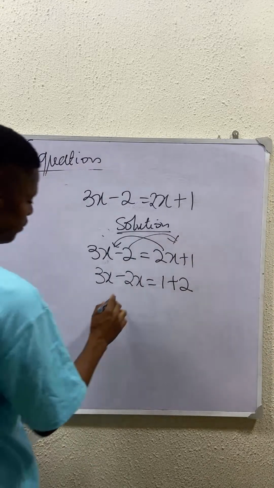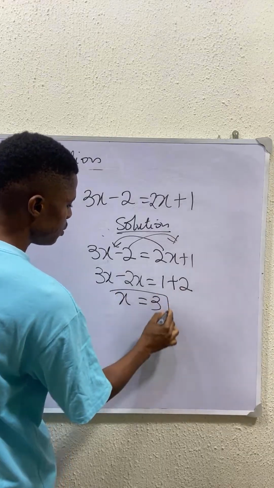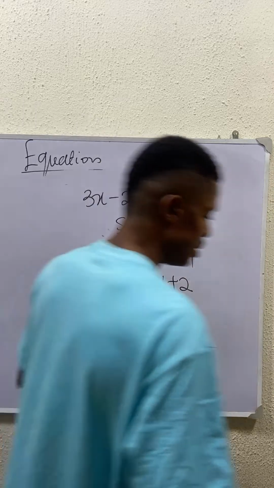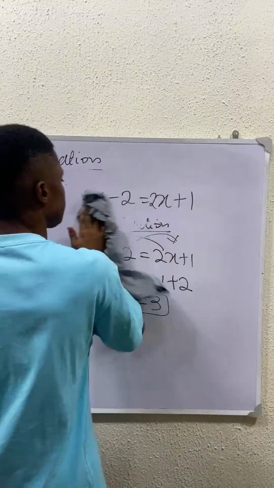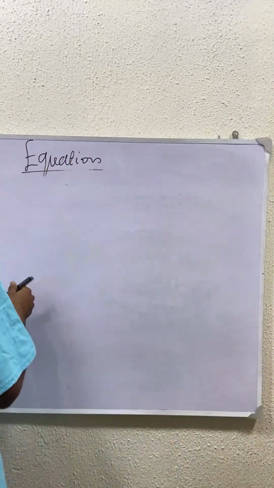So what do you have? You have x is equals to 1 plus 2 is 3. So the value for x that can satisfy the given equation is that x must be 3. So this is the value for x that can satisfy the equation. So it is very easy to do and simple.